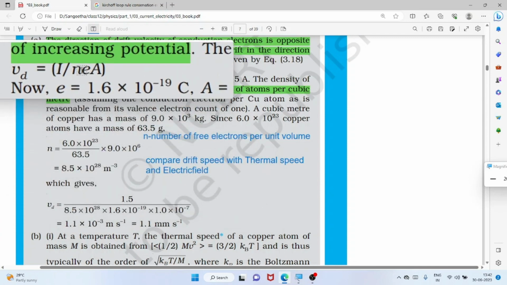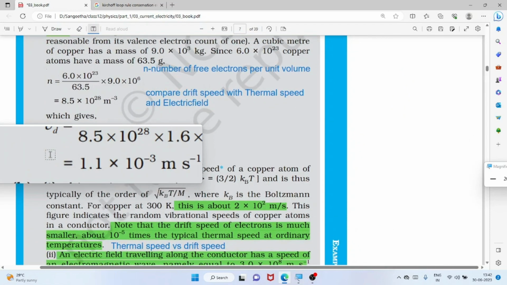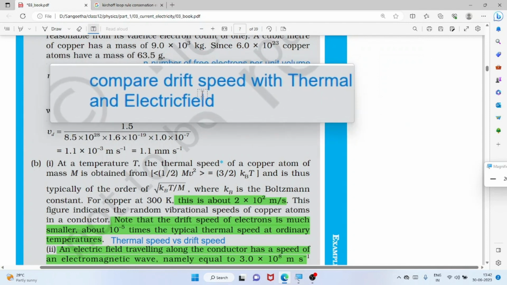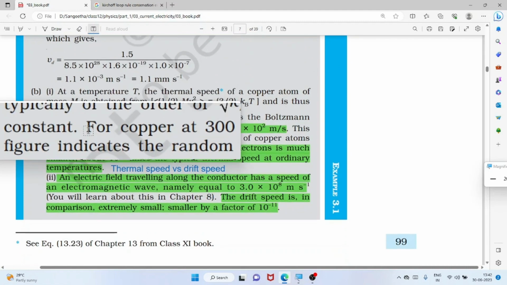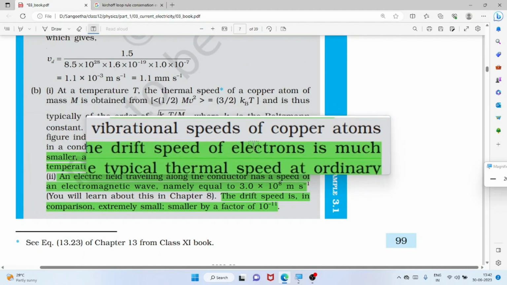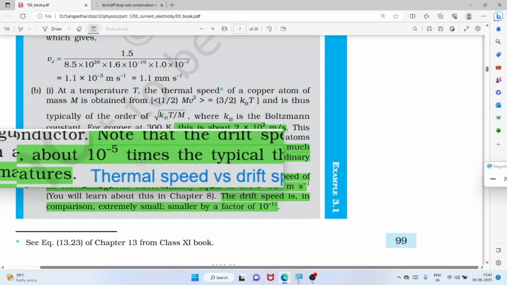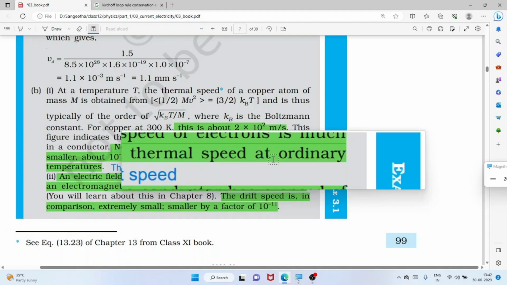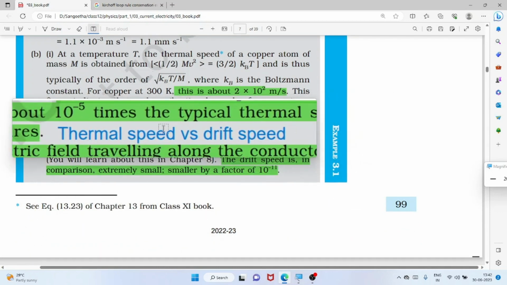So here this N is equal to the number of atoms per cubic meter, the number of free electrons per unit volume. Compare drift speed with the thermal speed and electric field. Here they are given the comparison. Note that the drift speed of electrons is much smaller, about 10 power minus 5 times the typical thermal speed at ordinary temperature. Okay, drift speed is much less than the thermal speed.